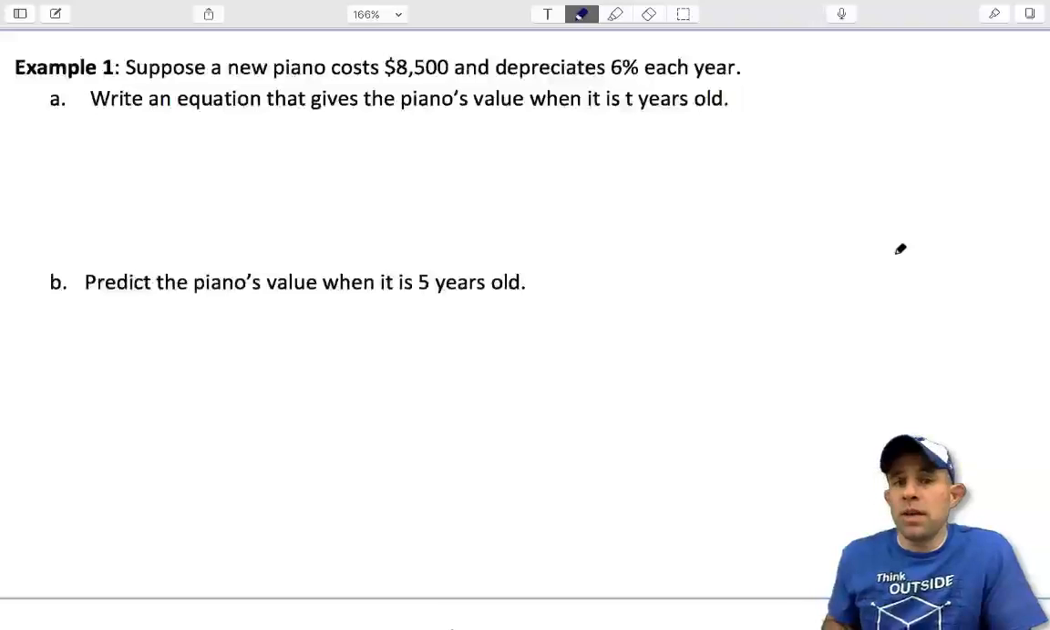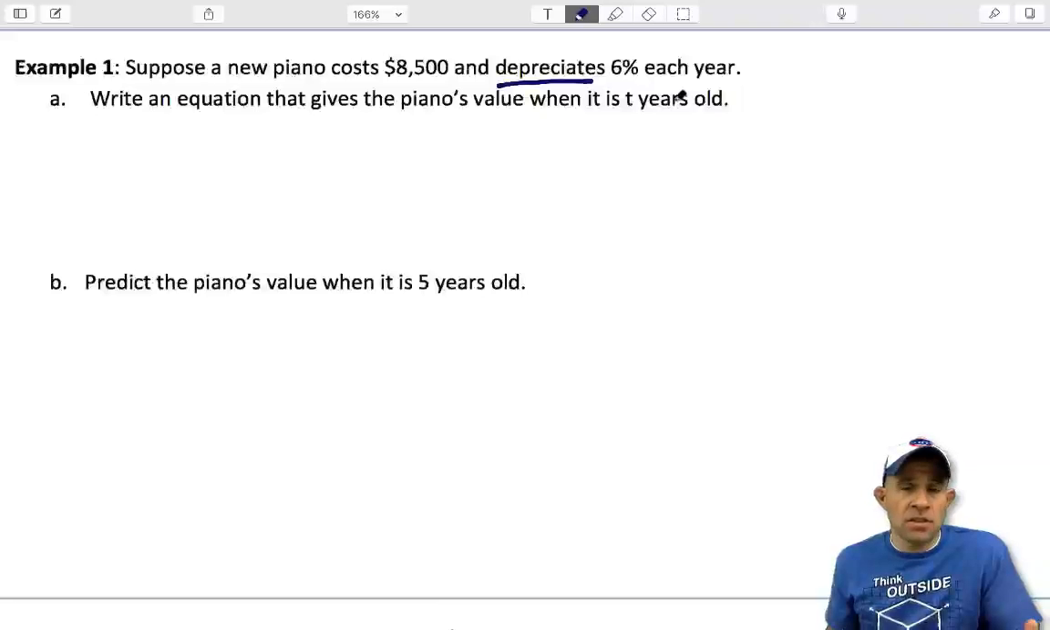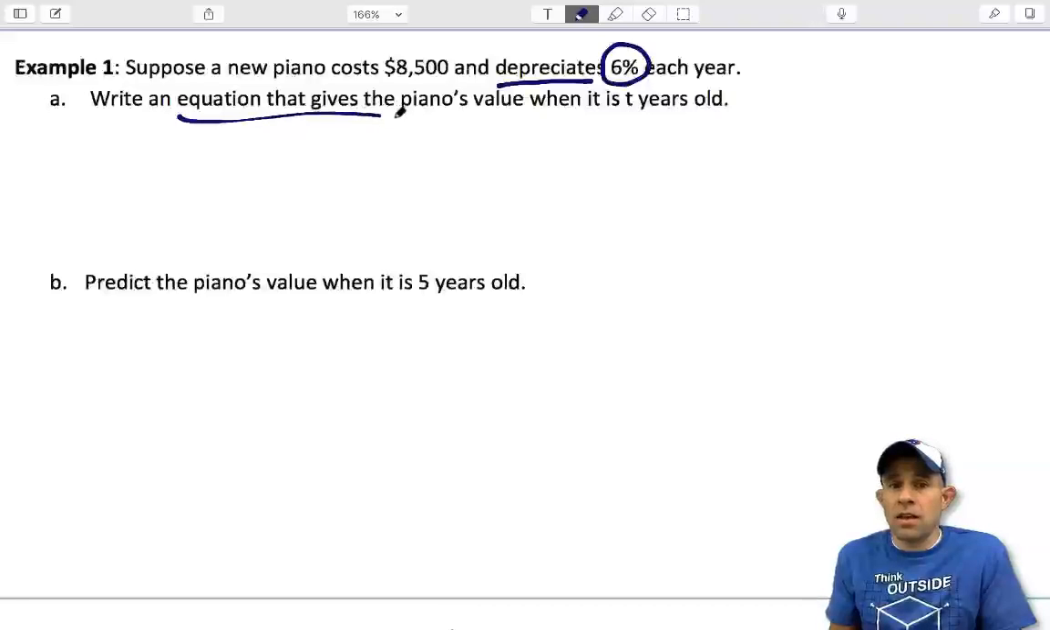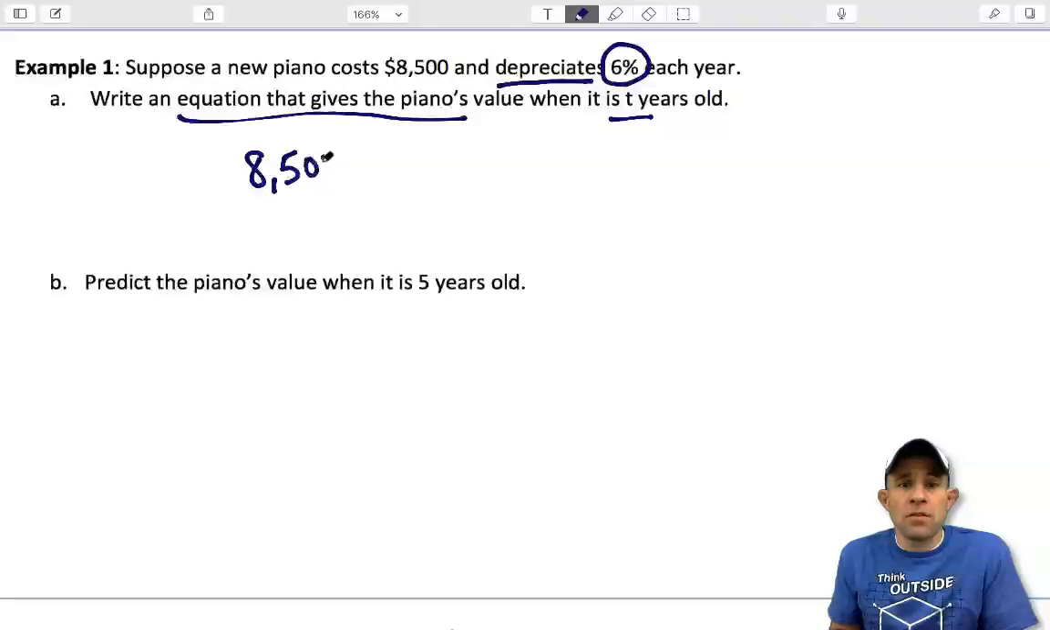It says, suppose a new piano costs $8,500 and it depreciates 6% each year. Now, depreciation is just another way of saying decreasing in value at a constant rate. So it's depreciating at 6% each year. We want to write an equation that gives the piano's value in t years. So we'll start off by listing the original value. This is the initial amount, our value for a.